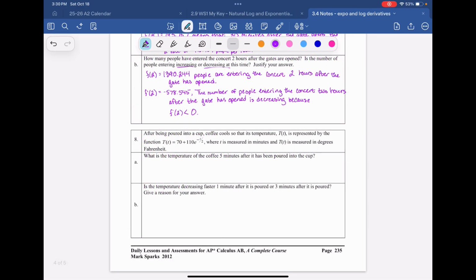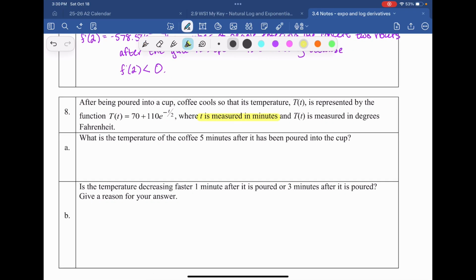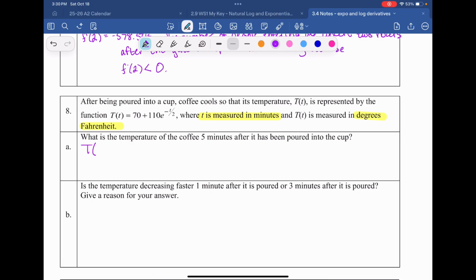All right, we've got a new function here. After being poured into a cup, coffee cools so that its temperature, capital T of lowercase t, is represented by our function, where t is measured in minutes and capital T of t is measured in degrees Fahrenheit. What is the temperature of the coffee 5 minutes after it's been poured into the cup? No rates of change here. This simply wants capital T of 5.